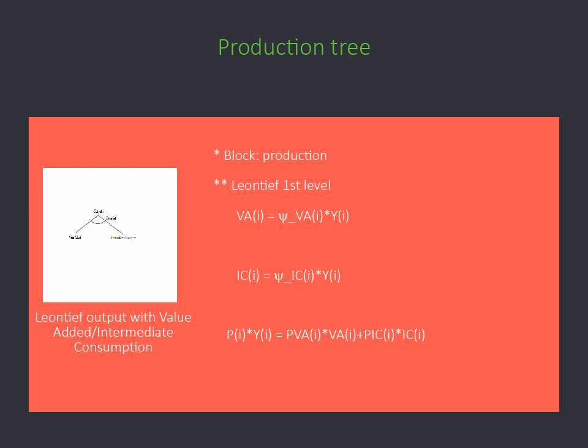Let's notice that we have created, in fact, a new variable, which is the value added in volume, called VA in sector I, and the total intermediate consumption in volume, called here IC in sector I. And so we have to make a distinction between the value added in value and the value added in volume, and also the total intermediate consumption in value and the total intermediate consumption in volume.